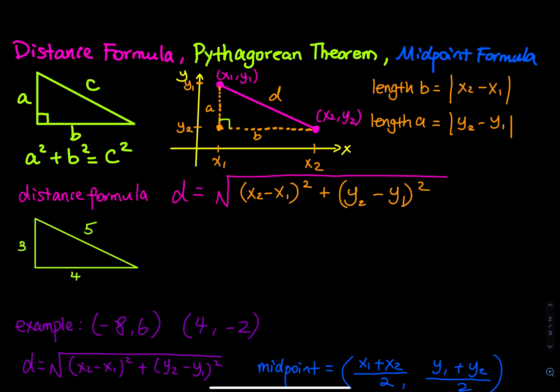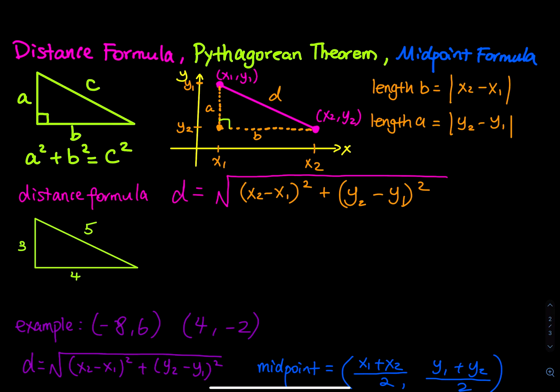But first of all, can you tell me what is the length of B? How do you calculate the length of B? To calculate the length B, I am going to use the absolute value of x2 minus x1. That is written right over here. What is the purpose of using absolute value? The purpose of using absolute value is because that is a length, and length cannot be negative. So that's why I use the absolute value of x2 minus x1.